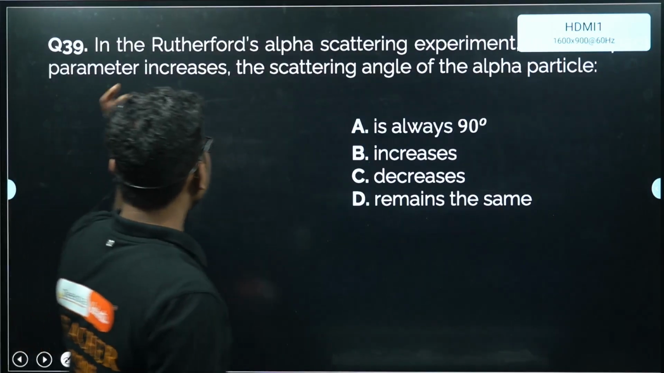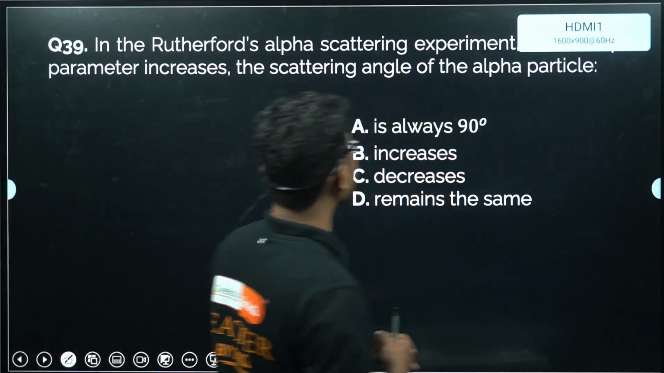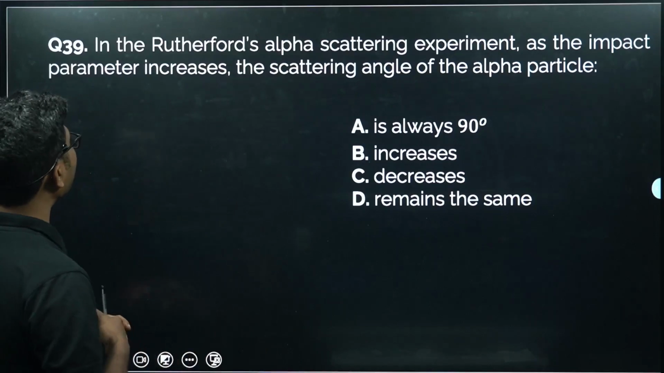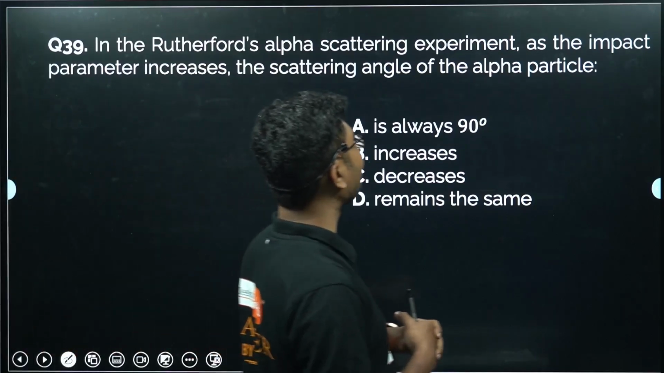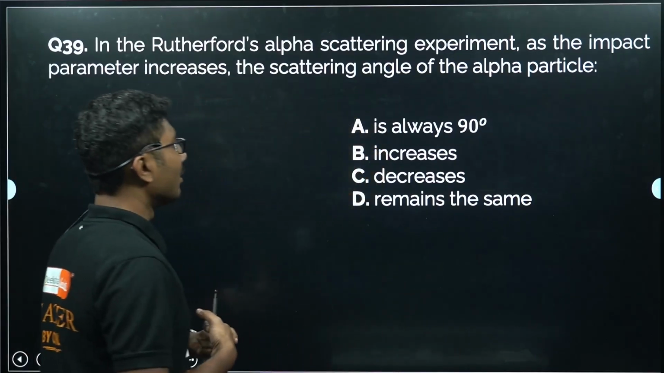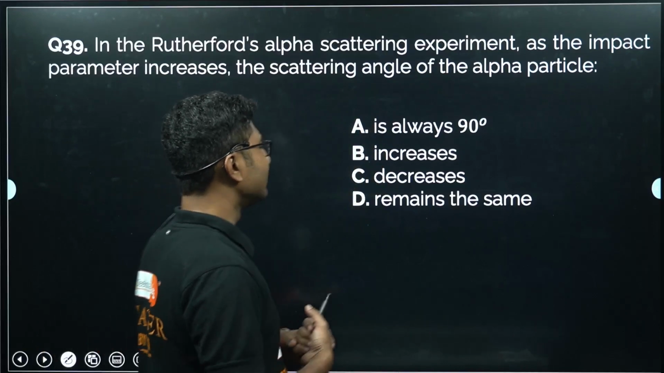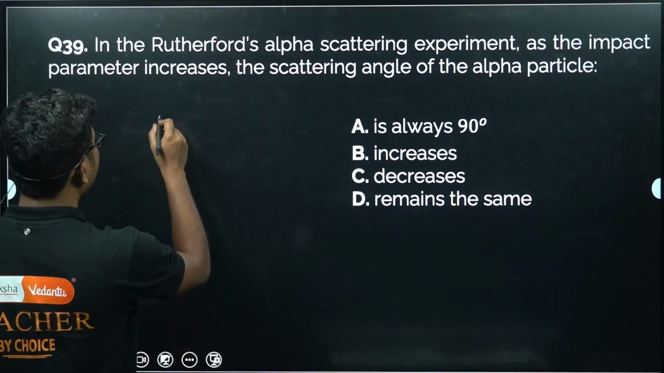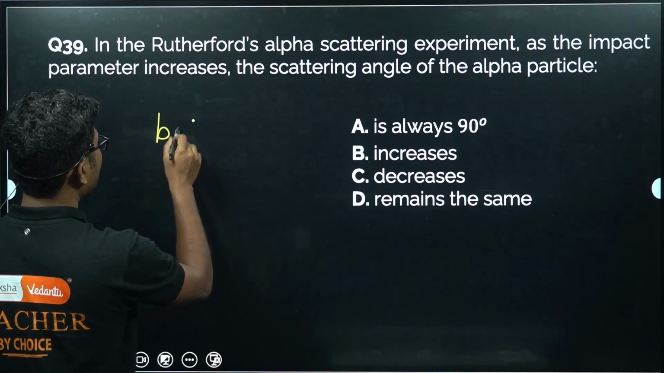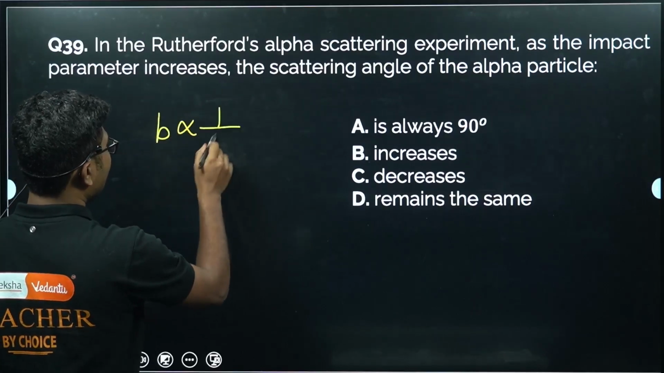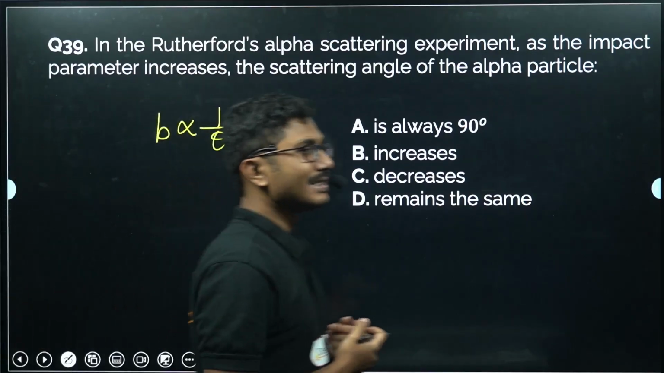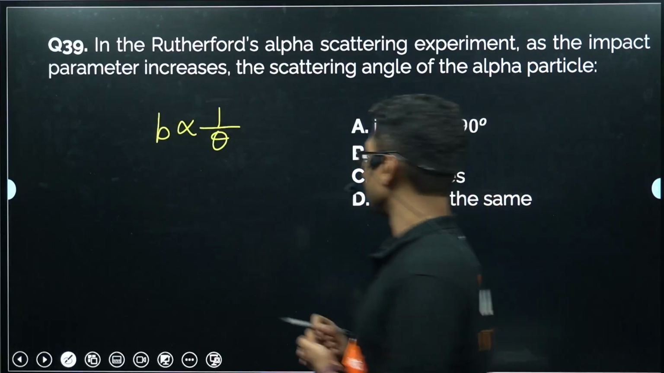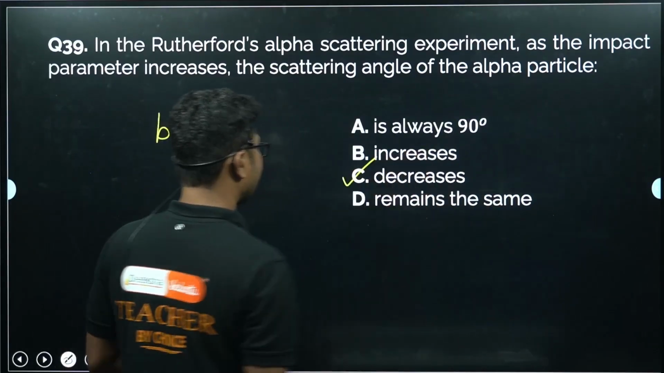Next, in Rutherford's alpha scattering experiment, as the impact parameter increases, the scattering angle of the alpha particle is: always 90 degrees, increases, or decreases? You should know the relationship between the impact parameter and the angle: as the impact parameter increases, the scattering angle decreases. So the scattering angle will decrease.